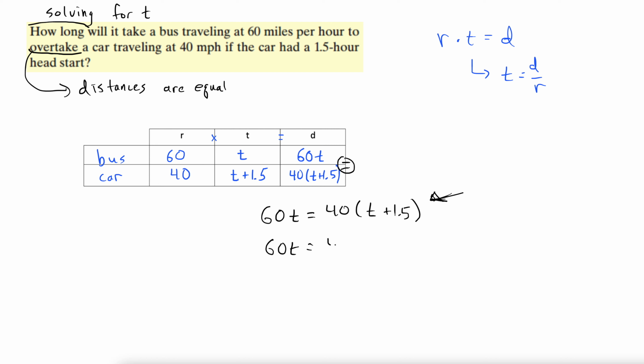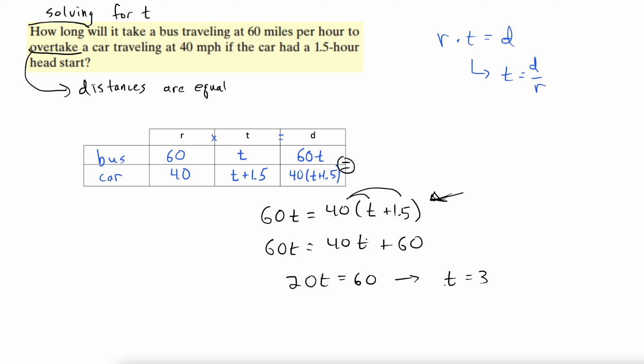60t equals 40t. I'm distributing here, 40 times 1.5, so this is 40t plus 40 times 1.5, which is 60. Solving for t, 20t equals 60, dividing by 20 gives us t equals 3.